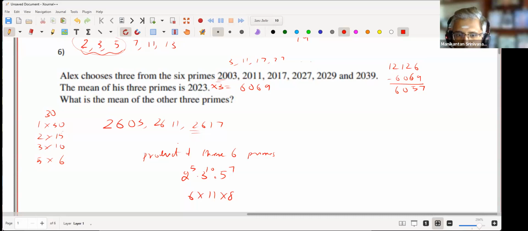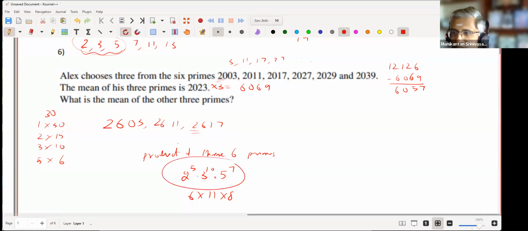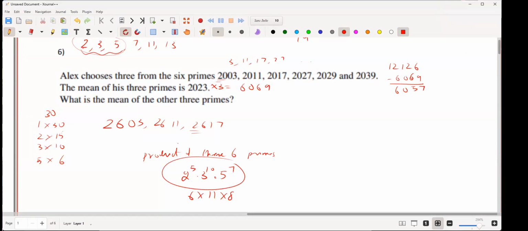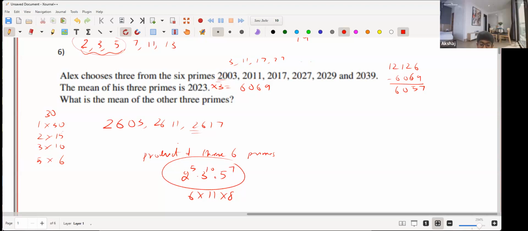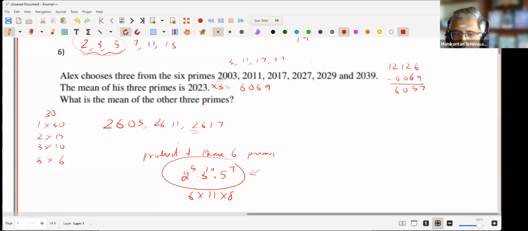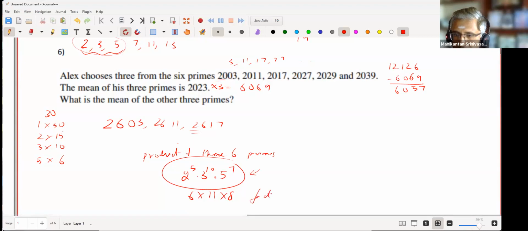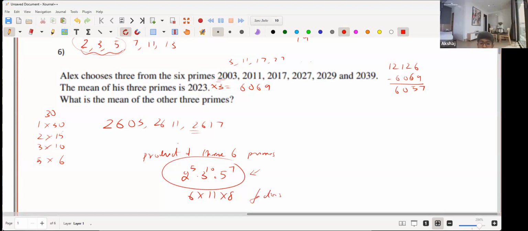If you're able to answer this question, then it's just an extension of that, right? Akshaj, what do you think? I'm not really sure. Okay, you understood why 2 power 5 into 3 power 10 into 5 power 7 has so many factors? That you understand, Akshaj? Yeah.